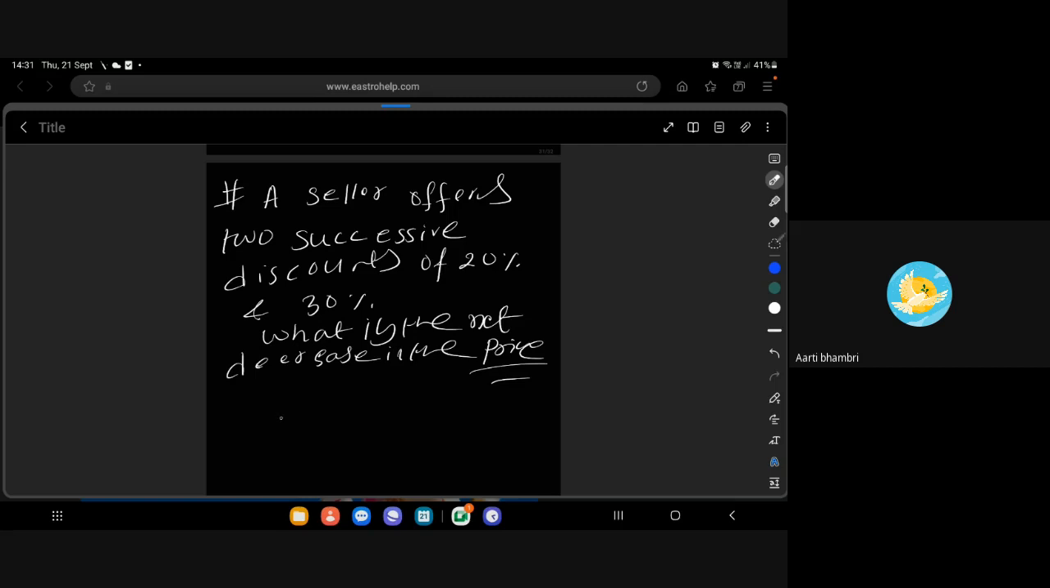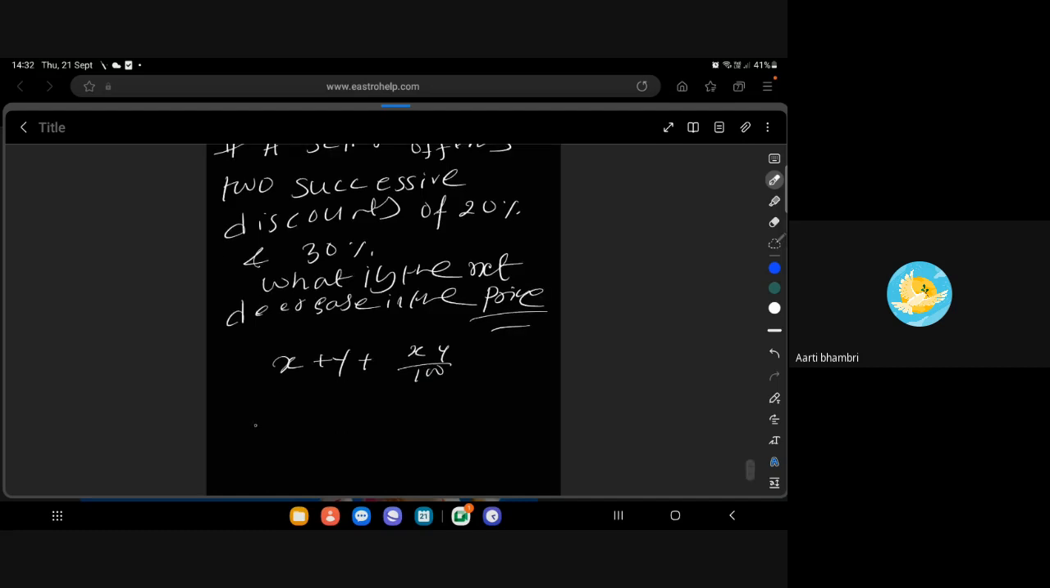See, the formula is the same, whether it is an increase or a decrease: x plus y plus xy by 100. Or you can do this by assuming 100 also, no problem. So here it's 590.